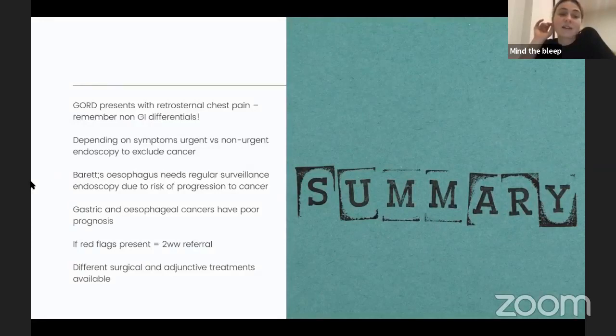Unfortunately, the gastric and esophageal cancers still have poor prognosis, but there are surgical and adjunctive treatments available. And if your patient does have symptoms, the red flag symptoms that warrant a referral, you have to make sure you do a 2-week wait referral for the patient.